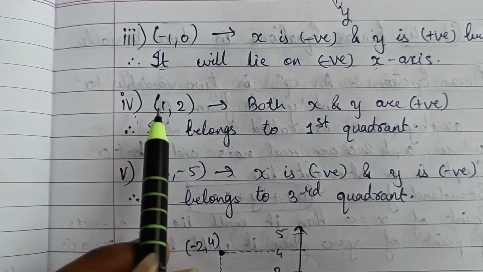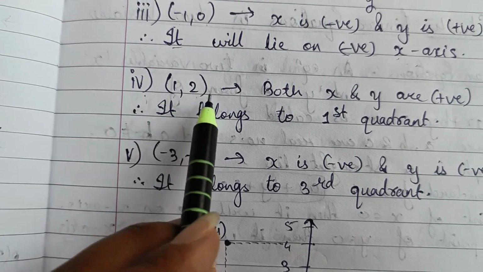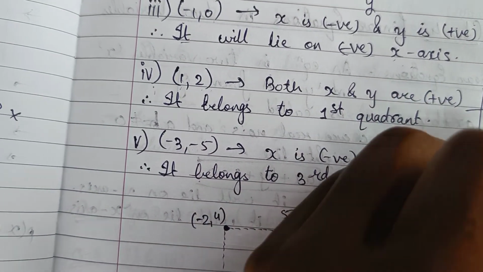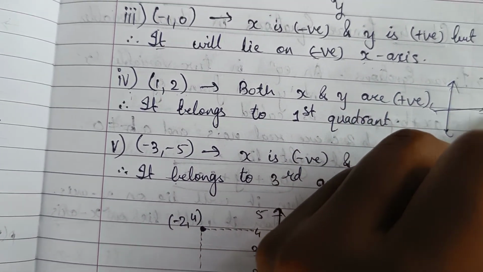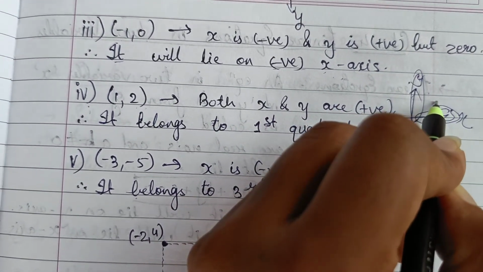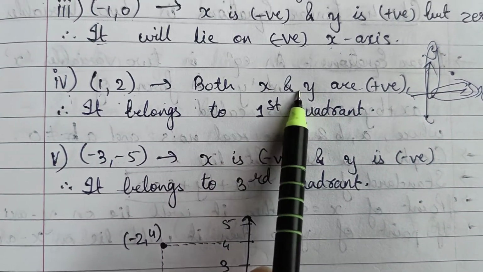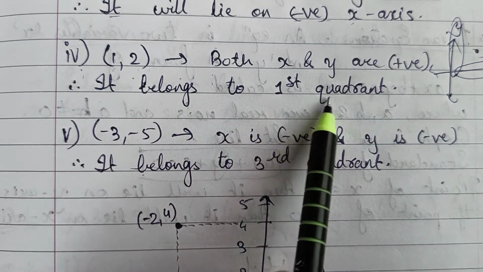Now question number 4, that is 1, 2. Both are positive, so it will lie in which quadrant? First quadrant. Positive x-axis and positive y-axis, here and here. So the point will be somewhere over here, that is 1, 2. Both x and y are positive, it belongs to the first quadrant.